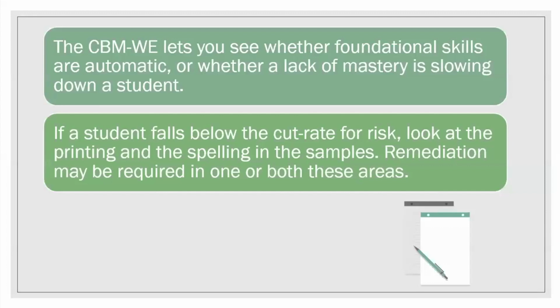So the CBM-WE lets you see whether the foundational skills are automatic or whether a lack of mastery is slowing down a student. If a student falls below the cut rate for risk, look at the printing and spelling in the samples. Remediation may be required in one or both of these areas.